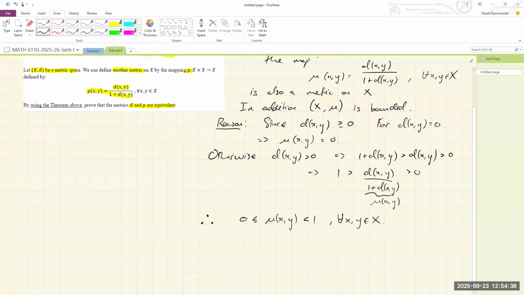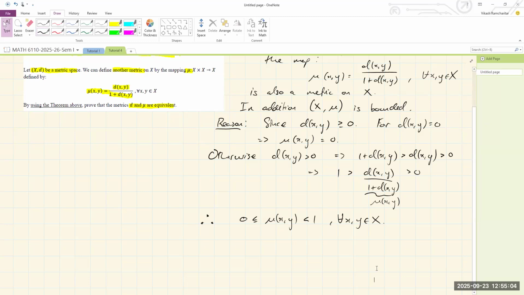Okay, so this is a metric that you could put on any space. So it doesn't matter if the original metric space (X, d) was bounded or not. This new metric space that you get with this metric mu will always be bounded. Okay, so that's just an aside. I did not prove that.